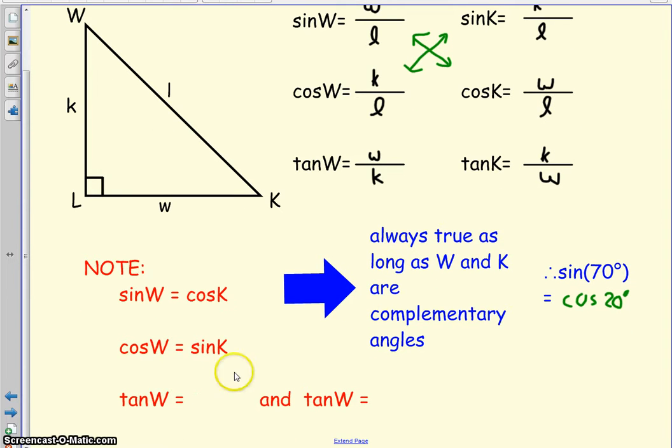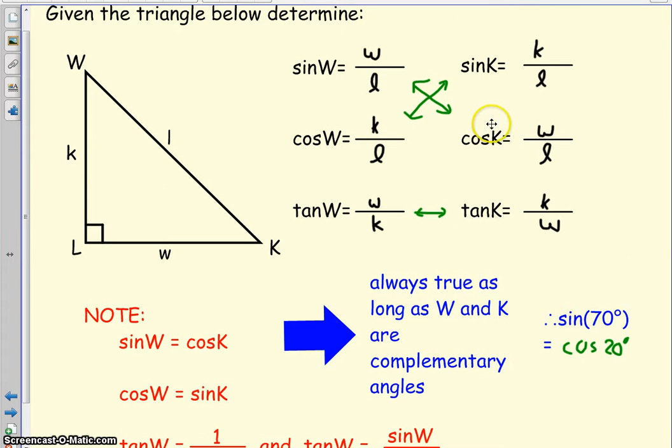One other thing you may notice, looking at the relationship between the tan of one angle and the tan of the other, is that they are reciprocals of each other. Also, this one might not be as easy to see, but tan is equal to sine over cosine. So tan W is equal to sine W over cosine W, and tan K is equal to sine K over cosine K.